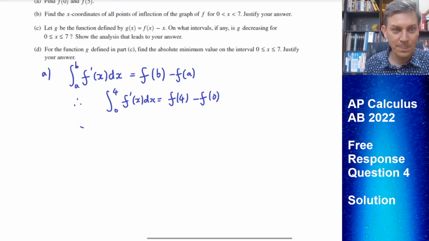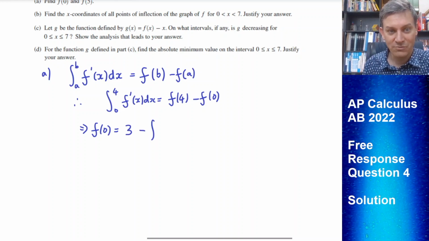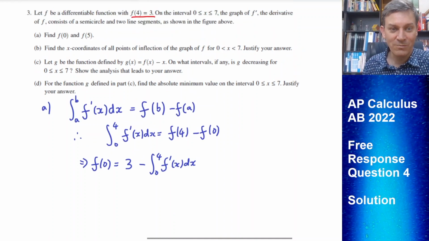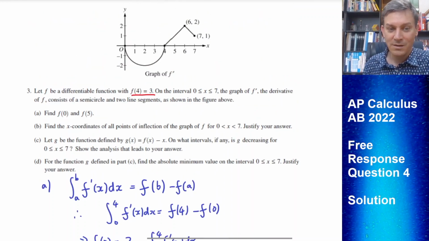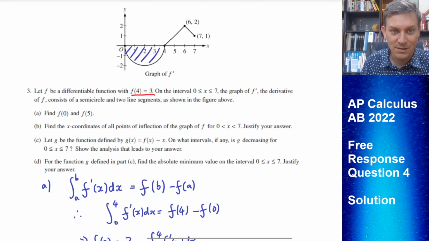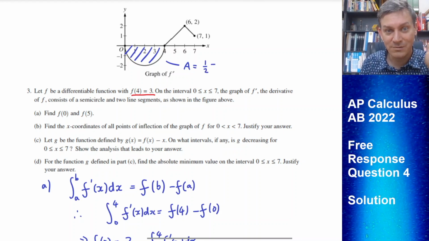So let me work further down. So therefore, f of 0 is equal to f of 4, which is 3, minus the integral from 0 to 4 of f prime of x dx. Okay, and what's that? So now you have to remember that an integral defines an area. So the integral from 0 to 4 is this area here, and this is the area of a semicircle. So the area of a semicircle, area of a circle is pi r squared. So area of half that is a half times pi times r squared, and here r is 2.